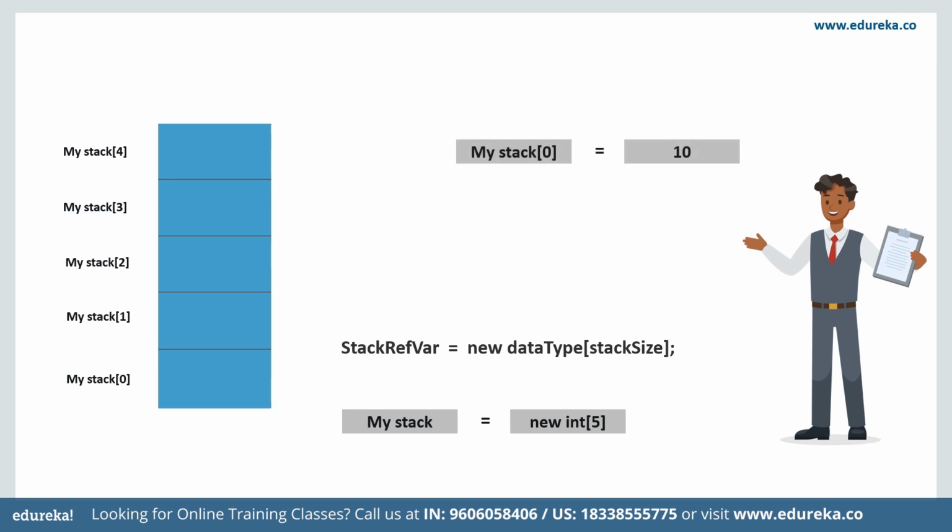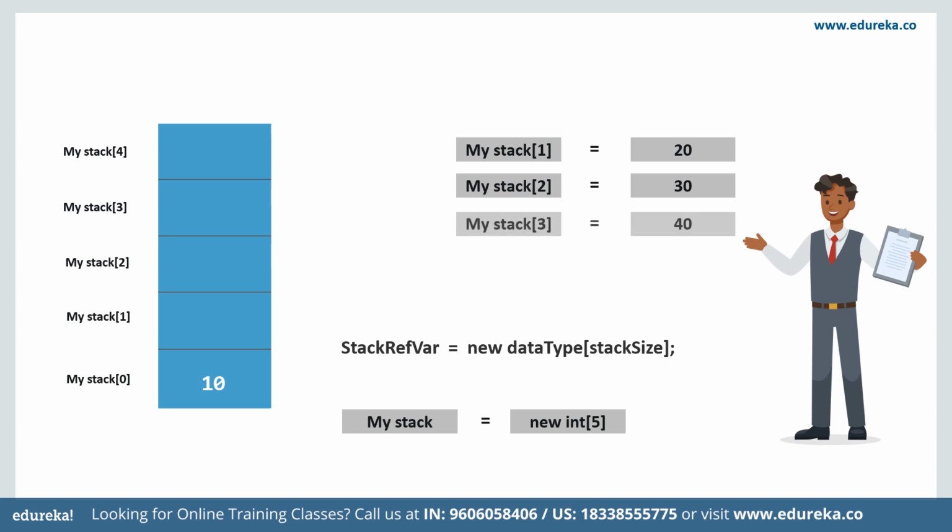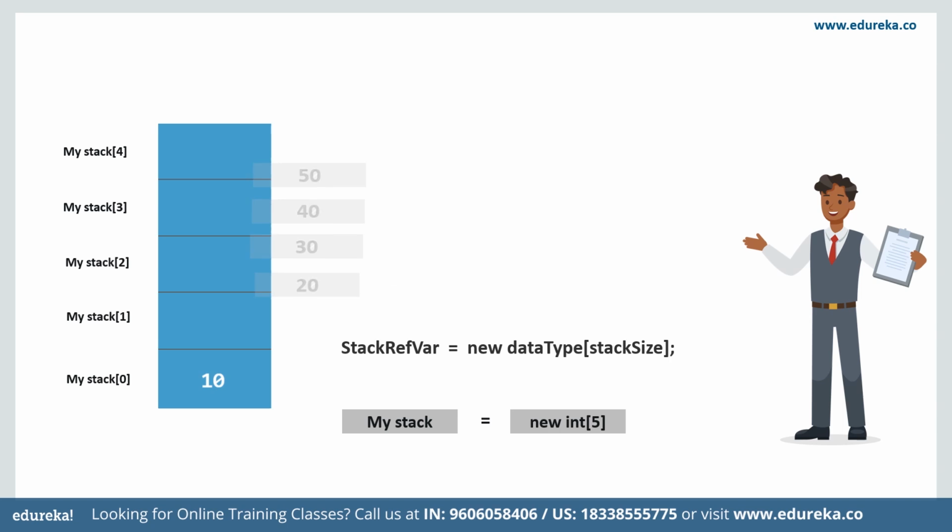The first element is 10, which will be loaded to the first position 0. Similarly, let me add a few more elements, which are 20, 30, 40, 50. Now let us assume that I need to access the element 10. Then I need to pop 50, 40, 30, 20, and finally I'll be able to access 10. So this is a terminology called first in, last out, or last in, first out. So 50 happens to be the last element, so this is the first element that will be coming out.